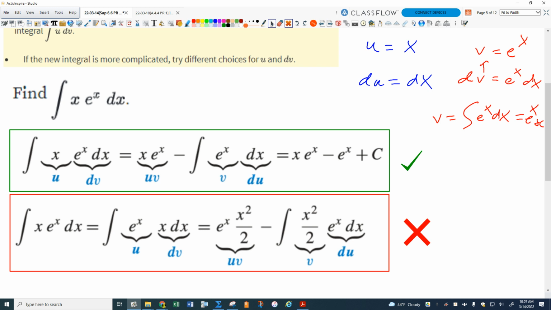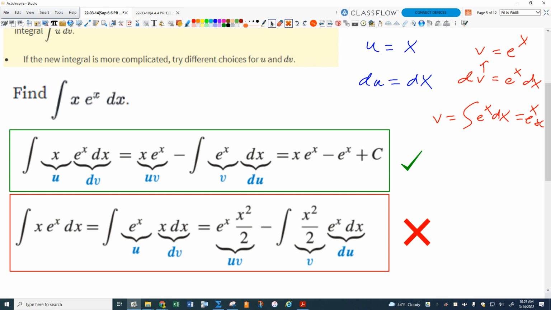If we picked u equals e to the x and dv equals x dx, well, now if I take the antiderivative of x dx, I get x squared over 2. It's getting more complicated, right? So I get u times v. That part's okay, I guess. But look at my integral. I get the integral of x squared over 2 times e to the x dx.